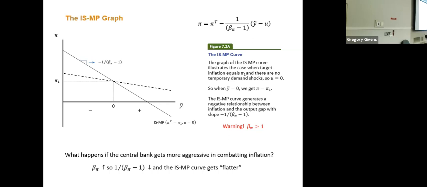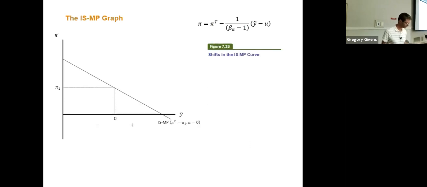The slope is infinite, right? And the IS-MP curve becomes vertical. Anything lower than 1, and the IS-MP curve becomes upward sloping. Okay, just really quickly before we do some applications here, there are 2 possible ways in which the IS-MP curve can shift, okay? You can take a look at the equation and see that it's any time there's a change in target inflation or a change in the demand shock, okay?